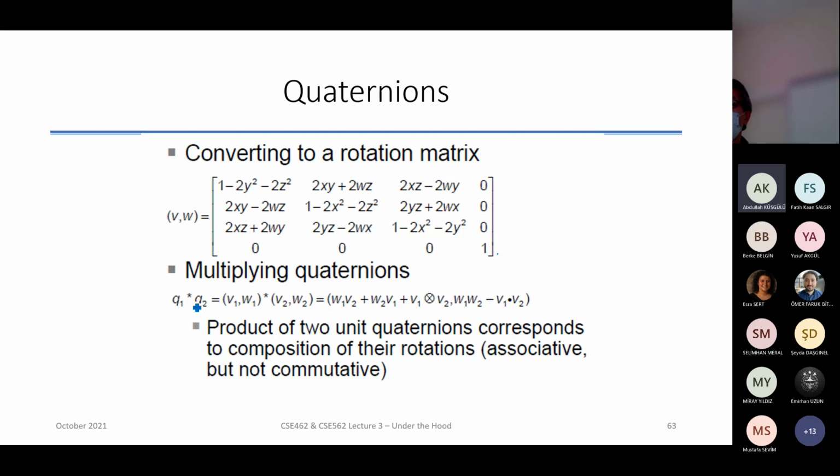Multiplying quaternions, that is, multiplying rotations, also has interesting properties. If you have 2 rotations represented by quaternions and you multiply them, you multiply their corresponding parts, and you do a cross product, and this is the resulting thing. So you can represent this as a multiplication. And you can see that this is associative because of this, but not commutative.